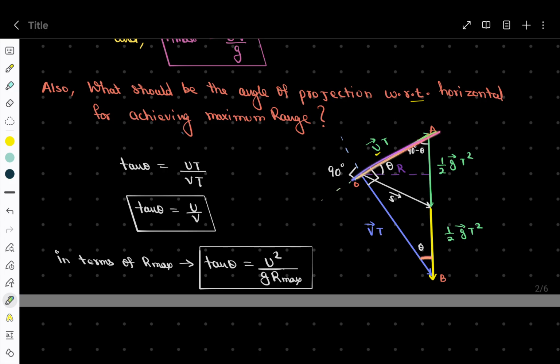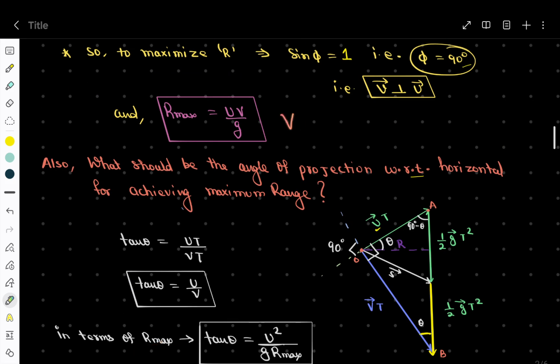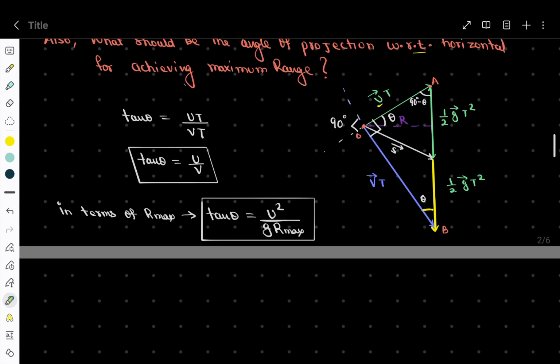then it would be equal to perpendicular, and the length of this perpendicular side is uT, divided by the base, whose magnitude is vT. So T and T will get cancelled out, and finally we have the relation that tan theta equal to u by v. You can also write in terms of R max. From here you can say that v is equal to g into R max divided by u, right? So on putting that, we will be getting tan theta equal to u square upon g into R max. So this is the angle of projection if you want to maximize the range.